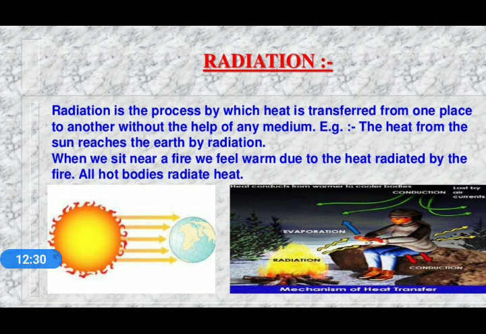One important thing to note is that all hot bodies radiate heat. Not only the sun radiates heat, but every hot body radiates its heat. The picture shows how we are getting the heat from the sun. The method by which we get the heat from the sun is called radiation. That means radiation is the method in which, whether a medium is there or not, heat is transferred.